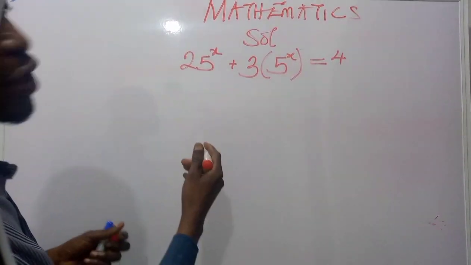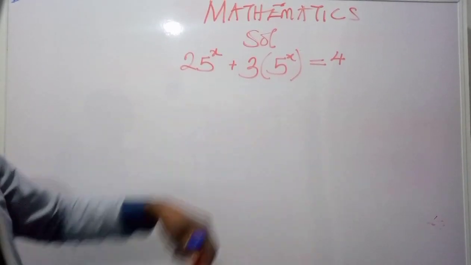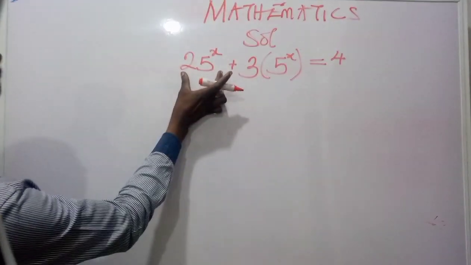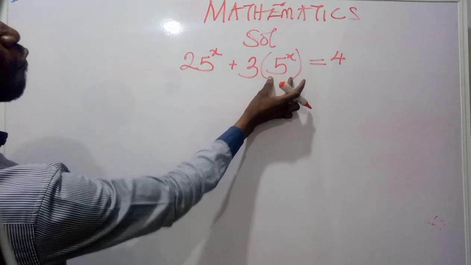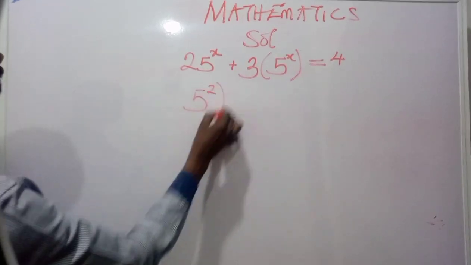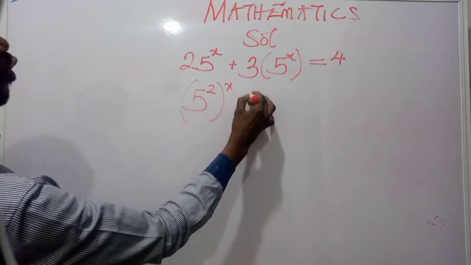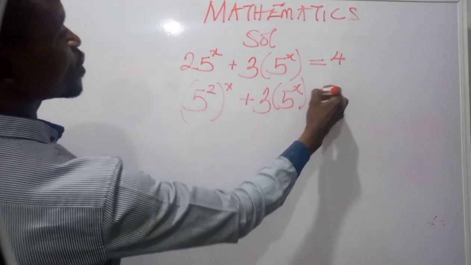Alright, so you can see here is the question. We have 25 raised by x and we have 5 raised by x, now equal to 4. If you observe critically, you discover that this expression is in the form of a quadratic expression. So this is how you solve it. Since you have 25 raised by x here and you have 5 raised by x, we'll try and break down 25 to take the form of 5 raised by x. So this becomes 5 raised to the power 2, all raised to power x, which is the same thing as 25 raised to power x, plus 3, 5 raised to power x is equal to 4.